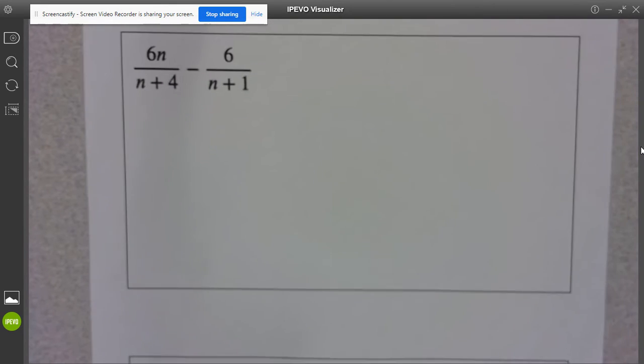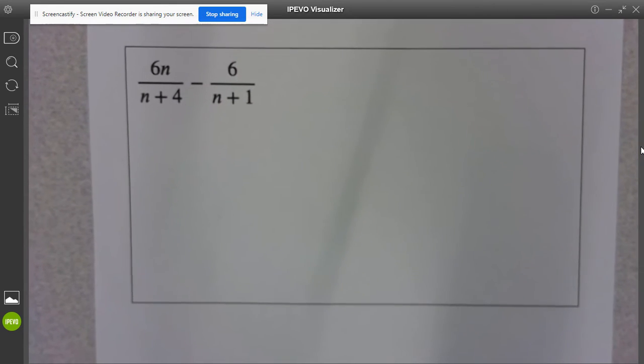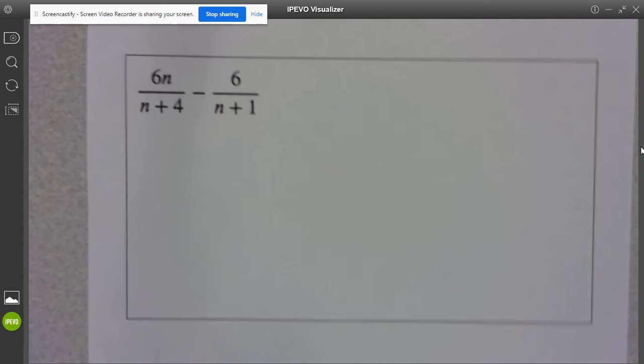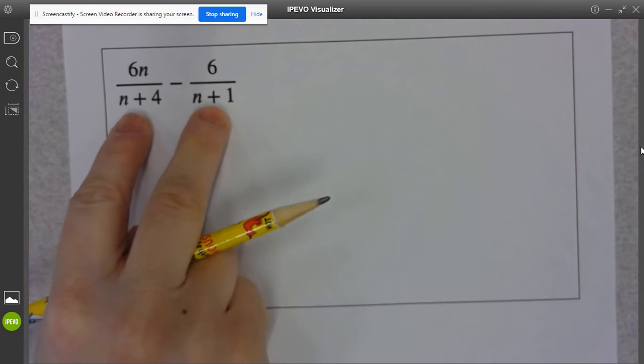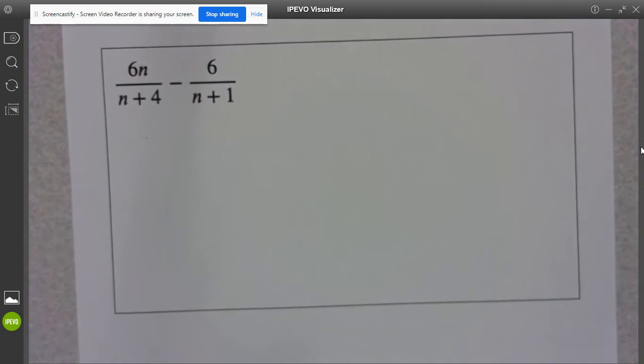Here is another one where your common denominator is going to be both of these just multiplied together. So again, go ahead and hit pause. And when you come back and hit play, I'll show you the work that I did for this one.